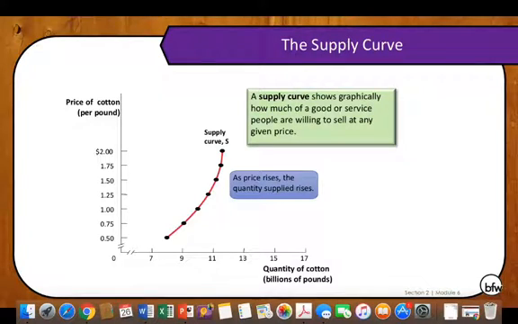This is what we call movement along the supply curve. Just like we had movement along the demand curve, we can also have movement along the supply curve. Each point along the supply curve represents a specific quantity supplied at a specific price. And so, as the price changes, we move from one point to another point along the supply curve, and that is called a change in quantity supplied, just as when there was a change in price, we called it a change in quantity demanded. And we call this movement along the supply curve.